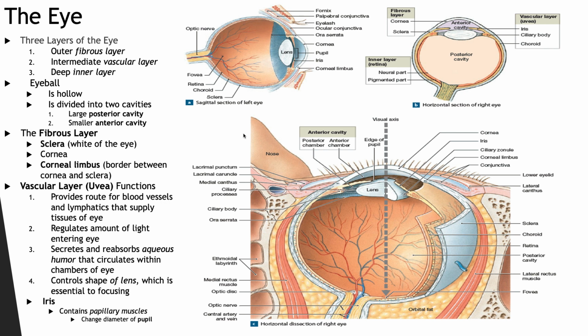The fibrous layer, or the outermost layer of the eye, consists of the sclera and the cornea. The fibrous layer, 1, supports and protects, 2, serves as an attachment site for the extrinsic eye muscles, and 3, contains structures that assist in focusing. The sclera, or the white of the eye, covers most of the ocular surface.